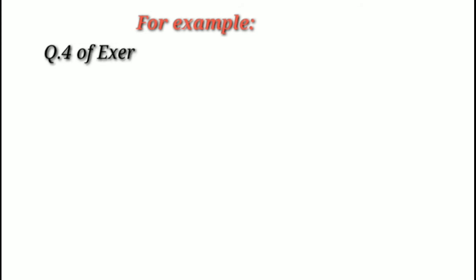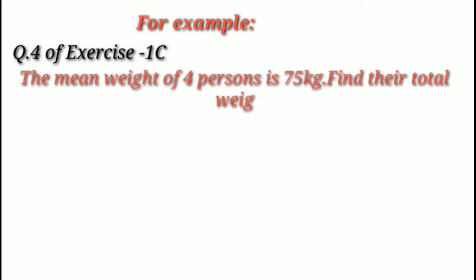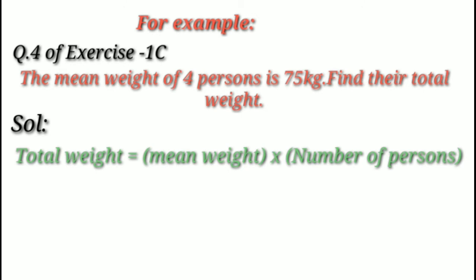Question number 4 of exercise 1C: the mean weight of 4 persons is equal to 75 kg. Find their total weight. So here you are given mean weight and the number of persons, and the question is to find the sum of observations. Sum of observations, meaning total weight, equals mean weight into number of persons. That is 75 into 4 equals 300 kg. Clear? So children, when you are given mean and the number of observations, their product equals the sum of observations. This is the second type of question.